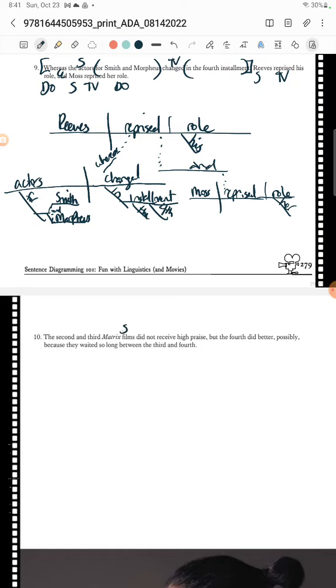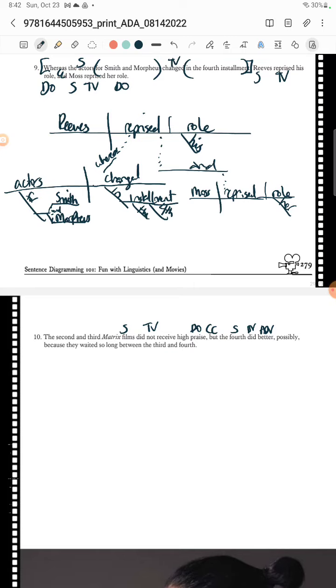All right, the 2nd and 3rd Matrix films. So we have films. Did not receive high praise. Everything else is going to be adjectives or adverbs there. But the 4th did better. So the 4th did. And then better is how it did. So that's an adverb. Oh, possibly. Possibly, you can treat it as an expletive if you want. Or you could say it's how it did, treat it as an adverb. I guess either one of those would get you there, right? Yeah, it's more adverbing, right? How did it do? Possibly better.